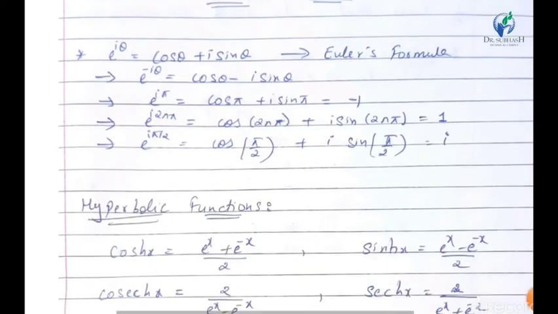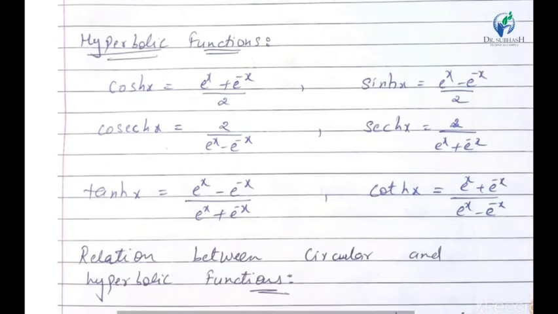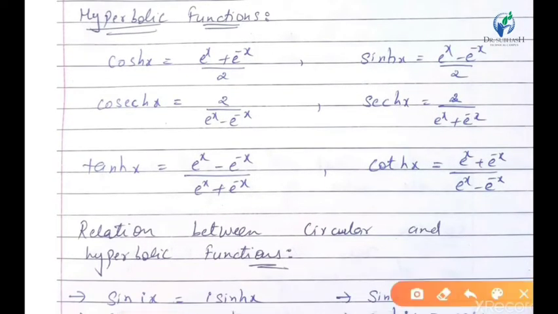Now let us see some hyperbolic functions. We are all aware of trigonometric functions such as cos x, tan x, sin x. Now when we write cosh x, sinh x, such terms are termed as hyperbolic functions. First is cosh x. Cosh x is equal to e raised to x plus e raised to minus x upon 2. Sinh x is equal to e raised to x minus e raised to minus x upon 2.